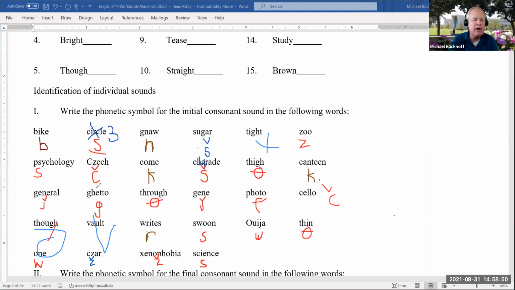Circle. Check. We have ghetto, vault, czar, gnaw. It's an N, not a G. Come, good. Through, theta, right, xenophobia, sugar, charade, gene, swoon, science, tight, T, theta again, photo with an F, Ouija, zoo, canteen, cello. We have the K, the C hat check, and then the theta again. Okay, everybody look at it. Did I miss something? Does everything look good? Any questions?